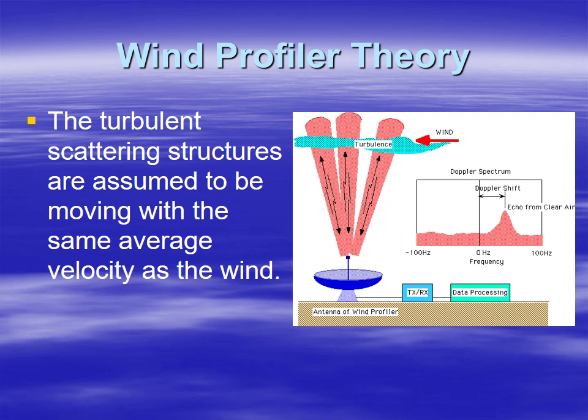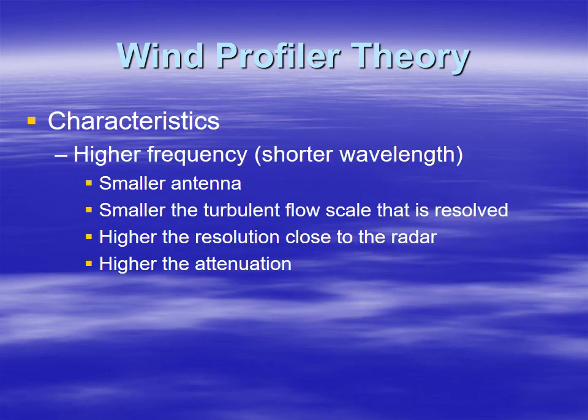And then, as I mentioned before, as the winds are moving along, we're assuming that the little swirls are moving along with the wind. We can measure the Doppler velocity, and based on that, we can back out and figure out the radial velocity. And then tilting the beam in different directions, we can get the 3-dimensional wind in the upper atmosphere. So wind profilers are pretty slick technology.